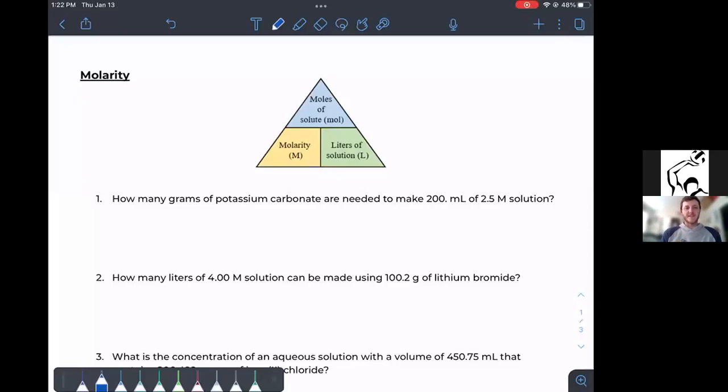Hi, ladies and gentlemen. So today what we're going to be learning about is molarity, which is something new that we haven't discussed yet. Molarity is really just the concentration of a solution. Remember, a solution is when we have an ionic compound that was dissolved into water, so we have those ions floating around in the water.